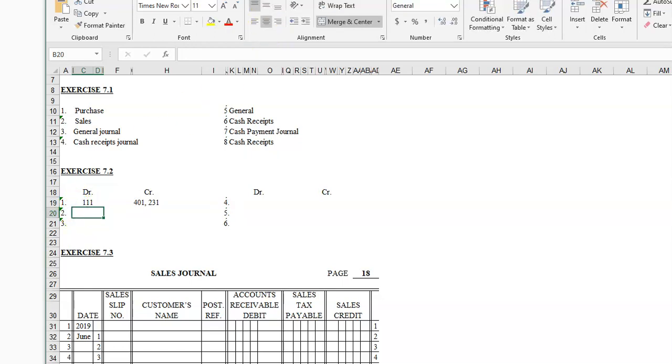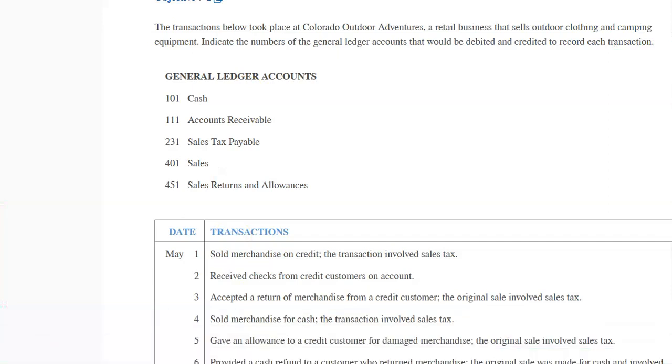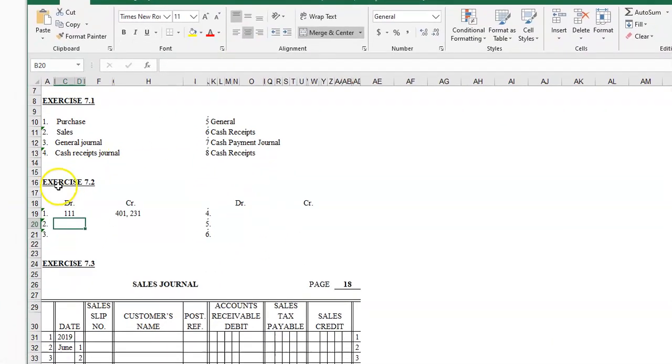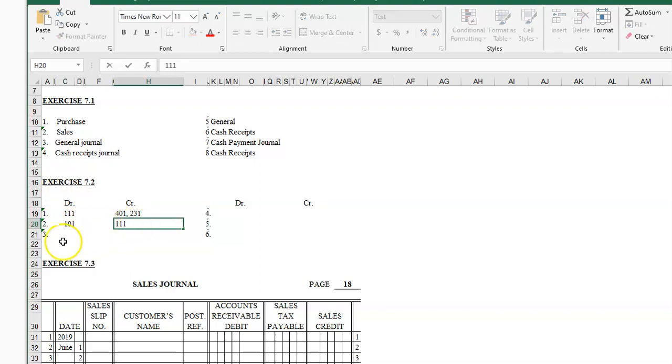Okay, number 2. Received checks from credit customers on account. So we received money from our customers, so their accounts receivable is going to go down. So the accounts receivable gets the credit and the cash gets the debit. That's 101 debit, and accounts receivable is 111.